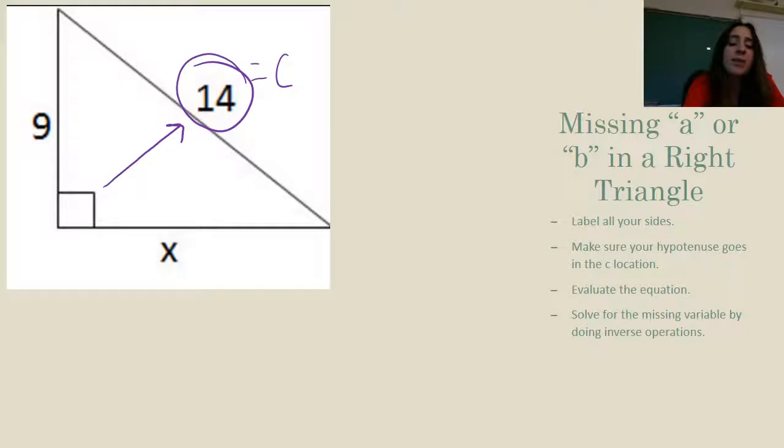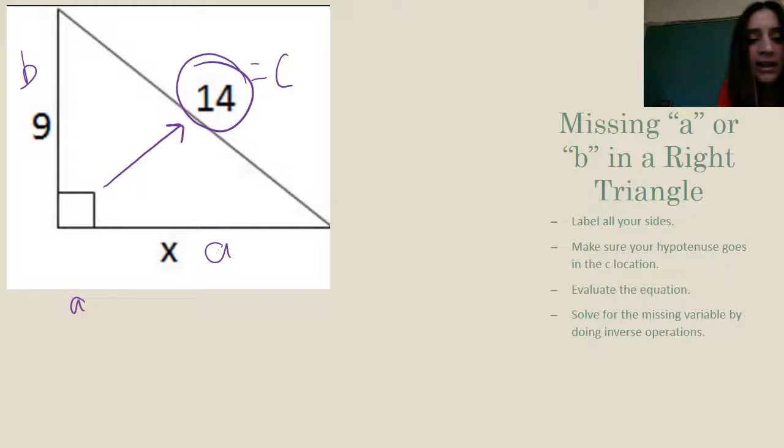Now it doesn't matter which one's A or B, so I'm just going to call this one A, and I'm going to call this one over here B. Next thing I like to do is write the formula down. So I'm going to write the formula down for you. A squared plus B squared equals C squared.